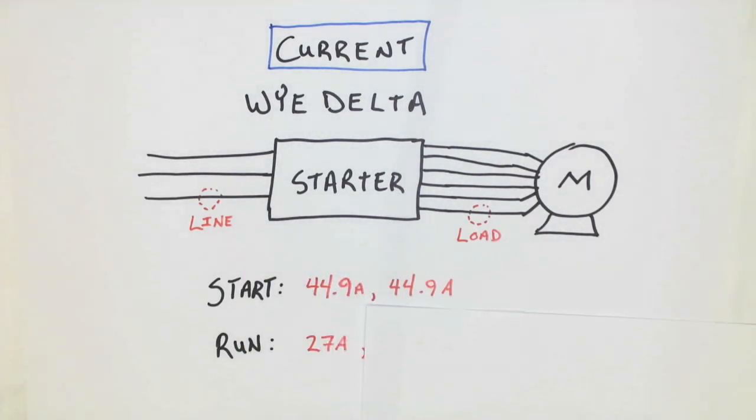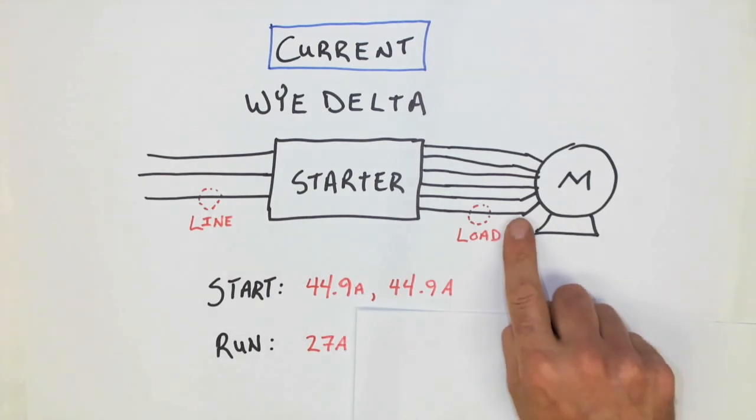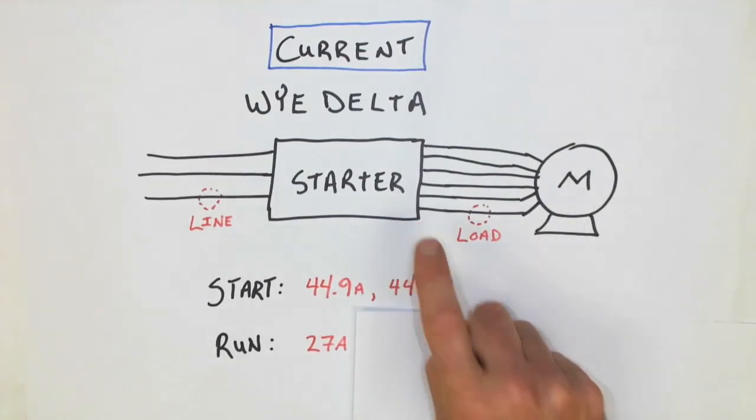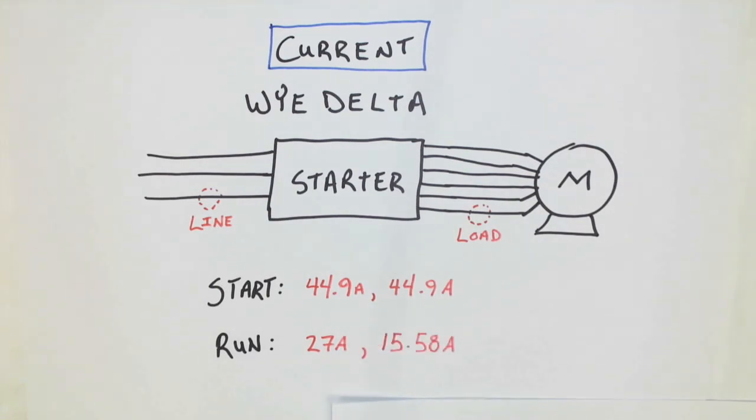During run, we would measure 27 amps on the line side. However, because of the way that the motor is wound and because we have each of the individual conductors coming back from each winding, we would on this side see the phase current value of 15.58 amps.